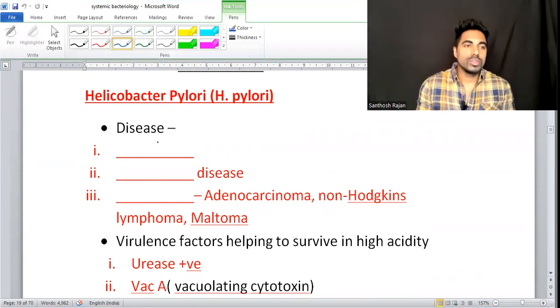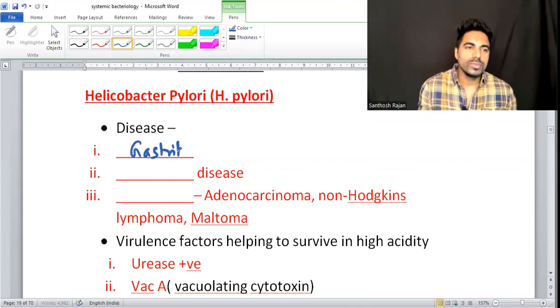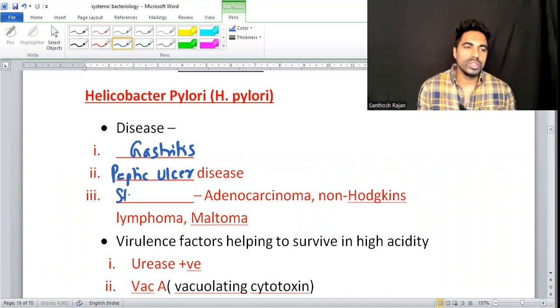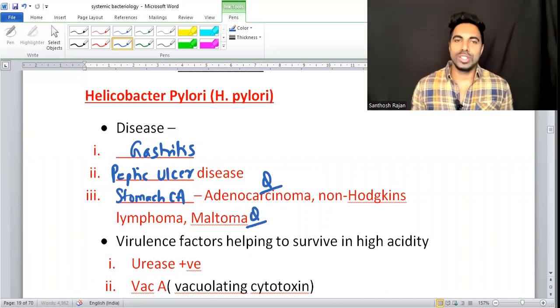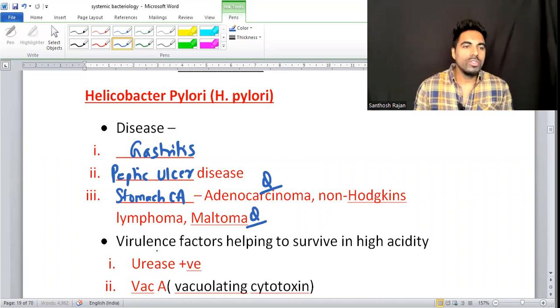What are the diseases caused by H. pylori? They are gastritis, and the other one is peptic ulcer disease. It could be gastric ulcer, it could be duodenal ulcer, right? And the other one is stomach carcinoma. A frequently asked question is which is the most common cancer: adenocarcinoma in the stomach caused by H. pylori. Apart from that, it causes non-Hodgkin lymphoma and MALToma. MALToma is also caused by H. pylori. That question is frequently asked. You must know that.